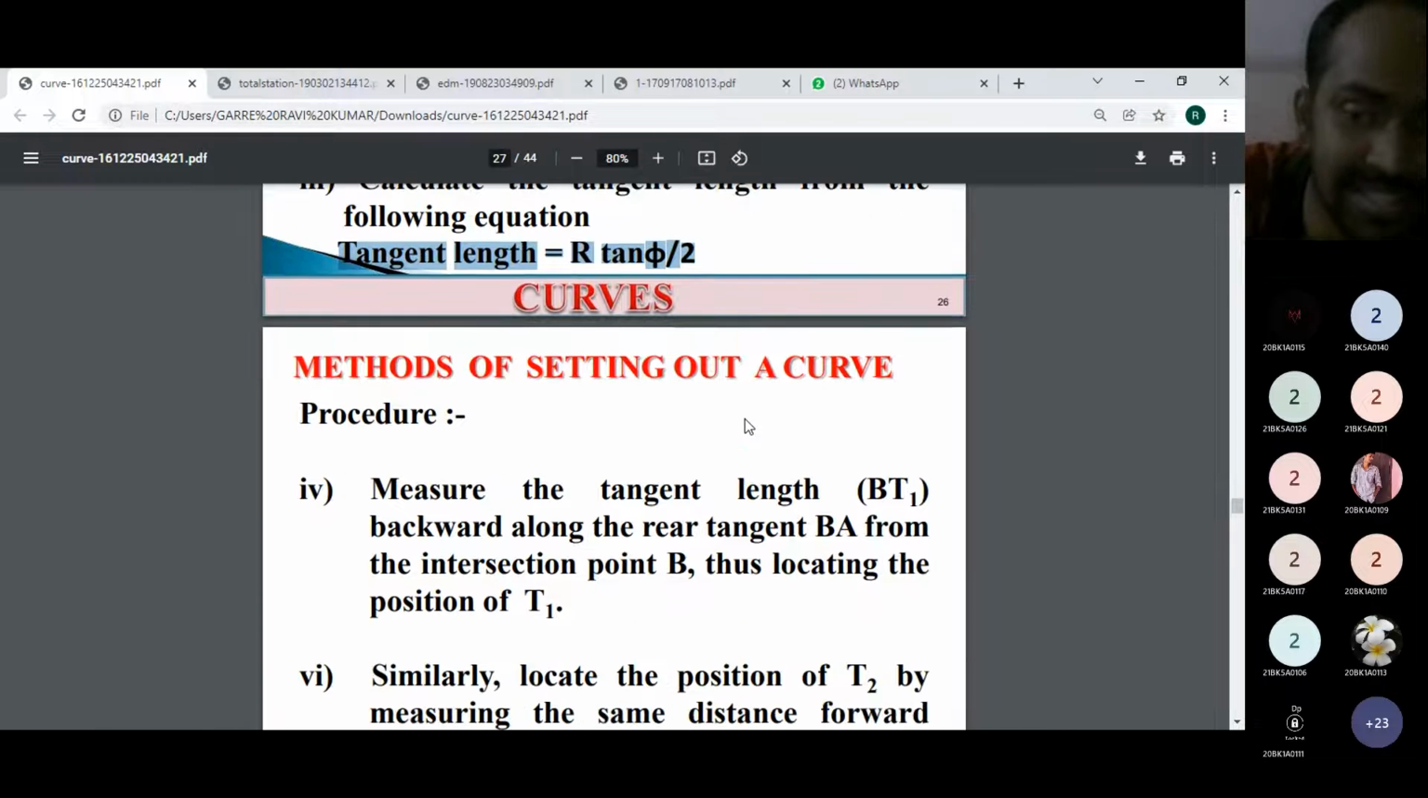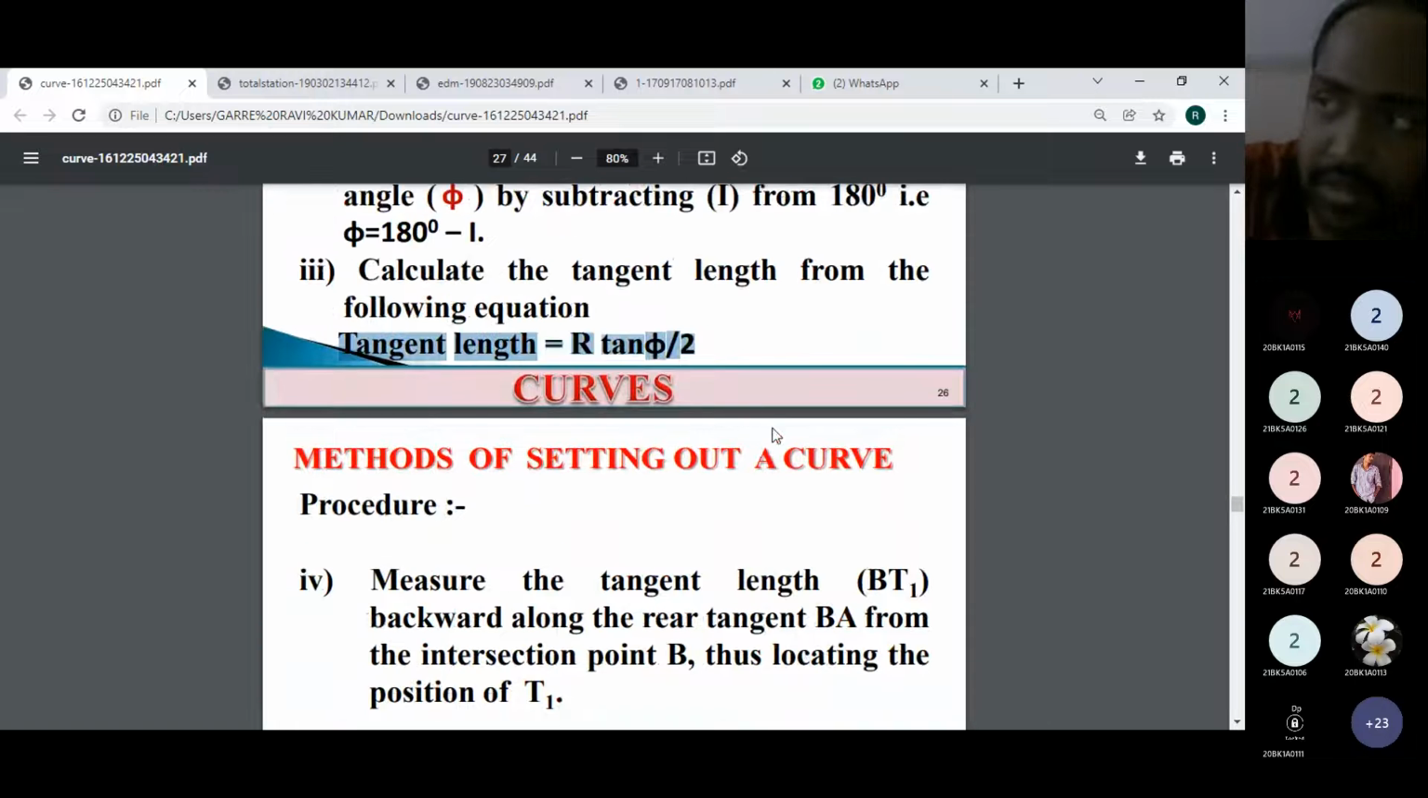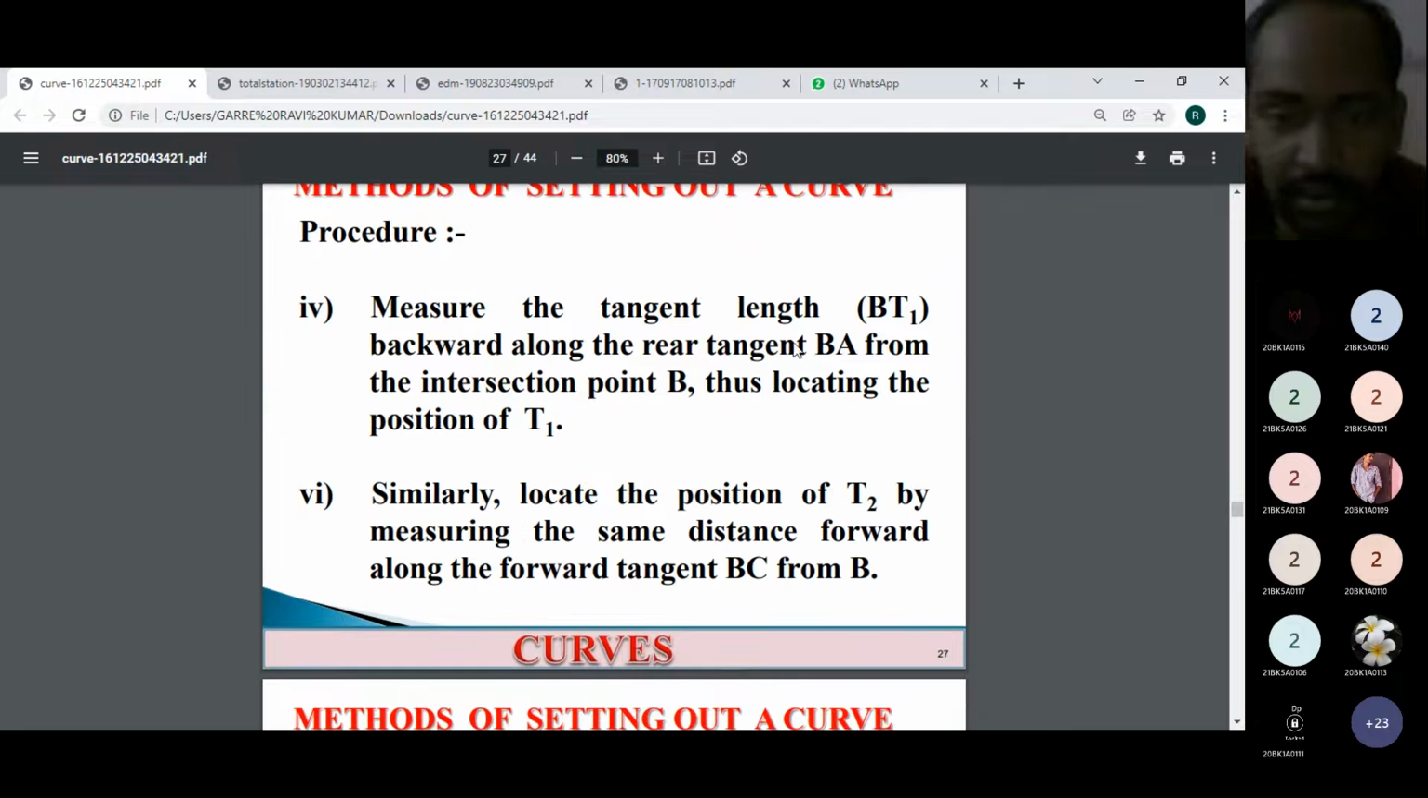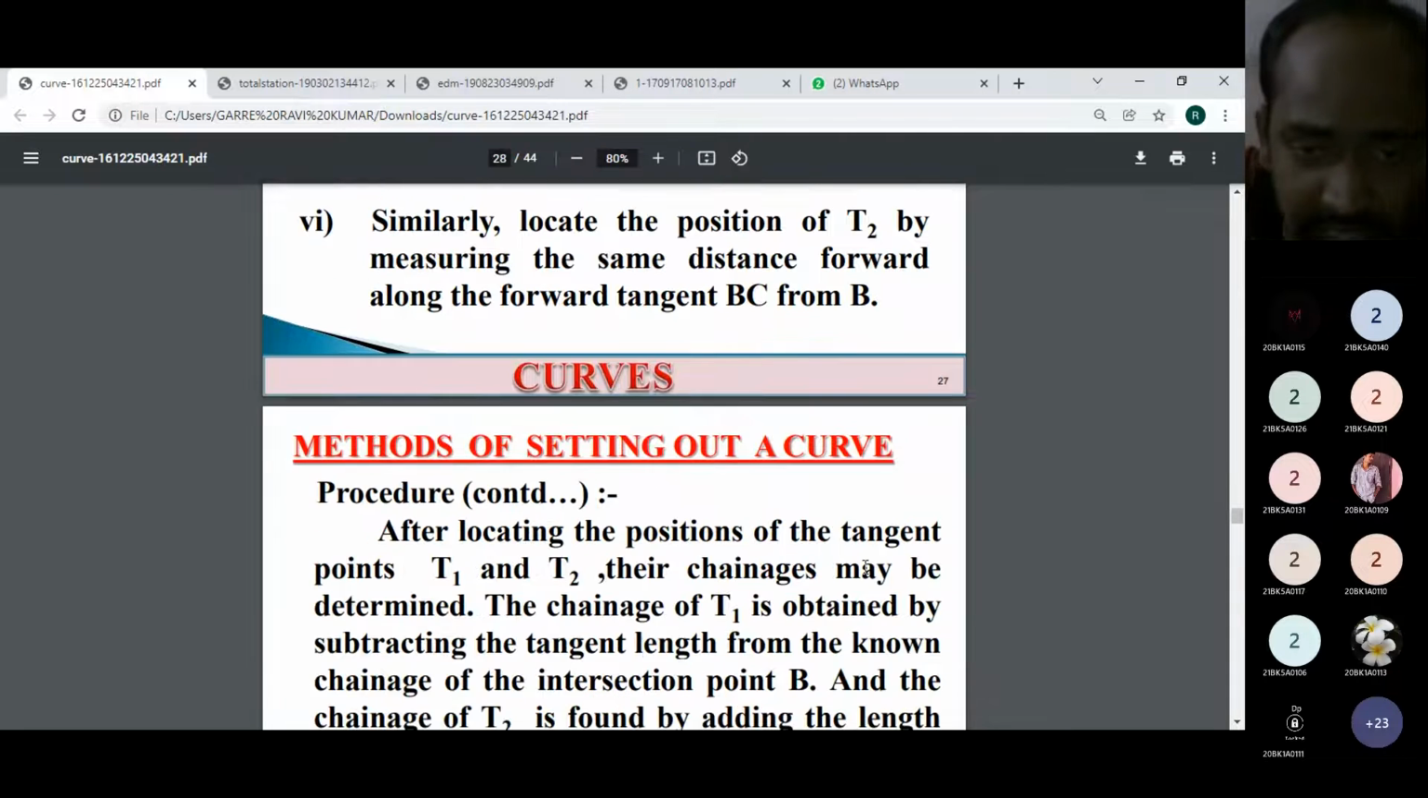By using this distance from the point B, T1 on the AB line and T2 on the BC line, we can fix two points. T1 is the starting point of the curve on the AB line and T2 is the ending point of the curve on the BC line. Like that we can set up the T1 point and T2 point on both the lines.